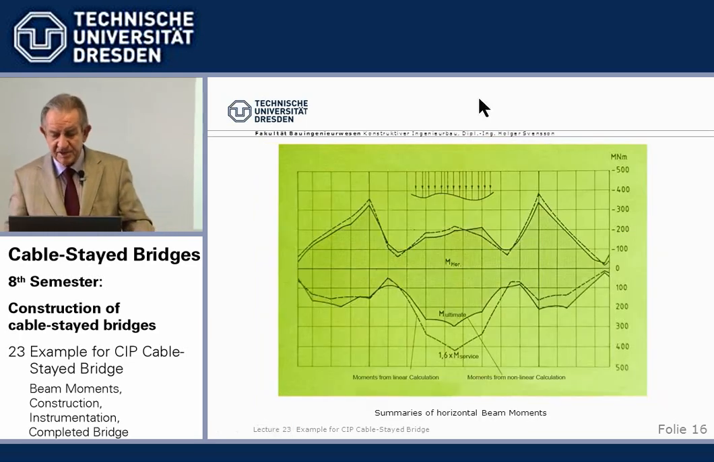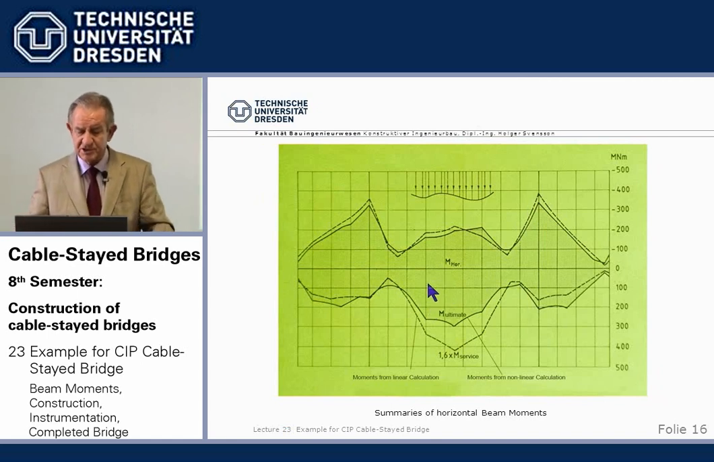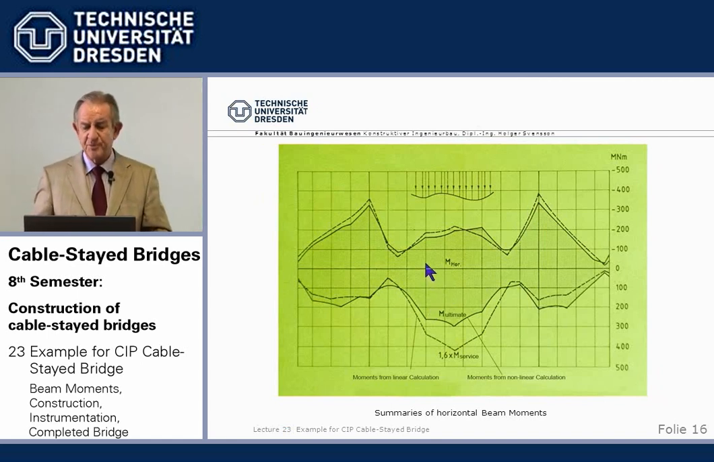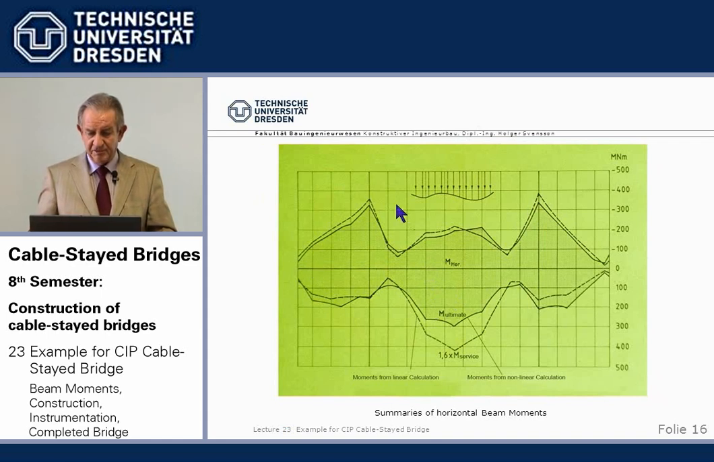And then comes out an interesting phenomenon, which I just show here as an example. We have here the length of the bridge. Here are the towers. And we have horizontal moments from wind transversely onto the beam. And we show here the moments at ultimate stage, where we have used a load factor of 1.6 and calculated it all with the nonlinear effects.